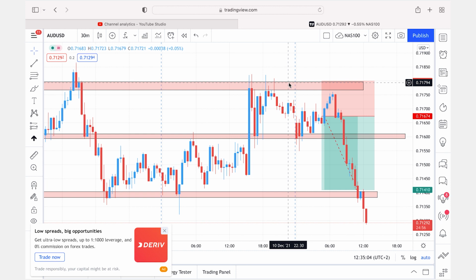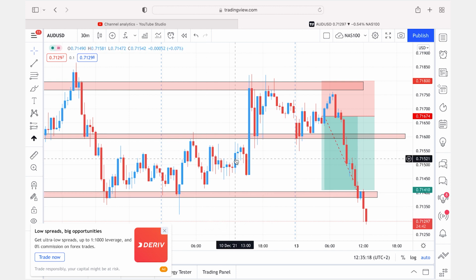And let's say, for example, if you're entering sell trades, you can use your support as your TP. If you're entering a buy trade, use your resistance as your TP. You understand, guys? So yeah, this is what I wanted to cover in this video.